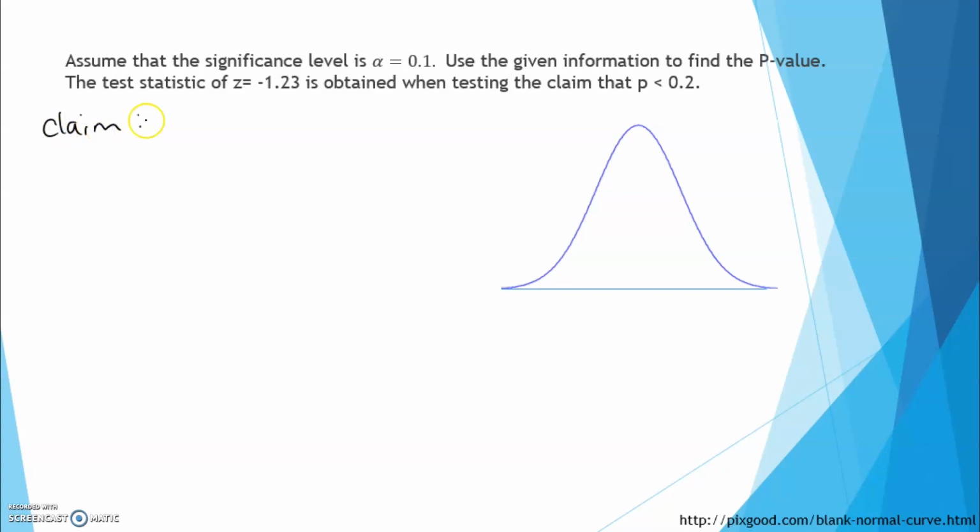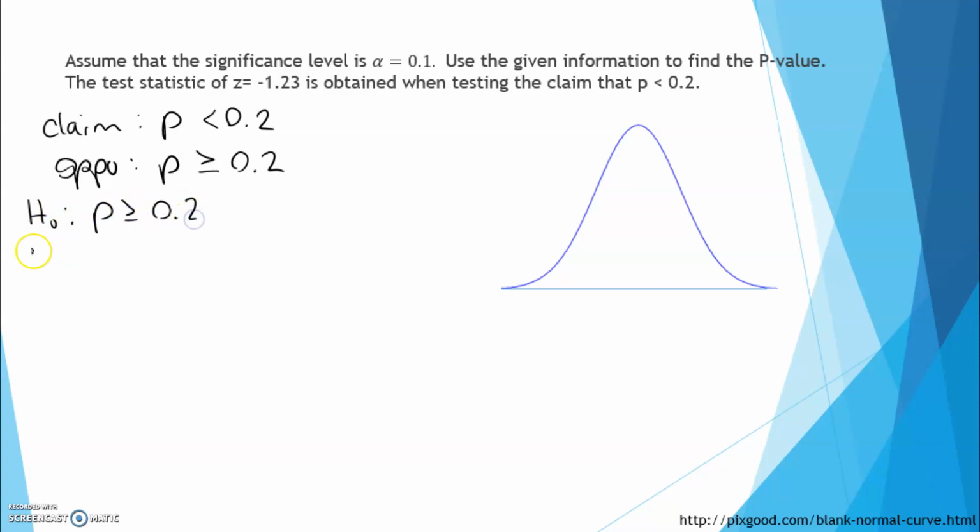Step 1, the original claim, p is less than 0.2. The opposite is p is greater than or equal to 0.2, which means that H sub 0 is p is greater than or equal to 0.2, and H sub 1 is p is less than 0.2. Now our original claim is with H sub 1. Okay, so that's steps 1, 2, and 3, and step 4 is state the value of alpha, which is 0.1.